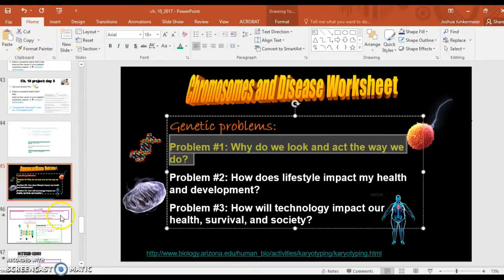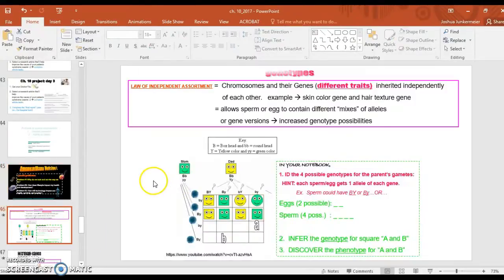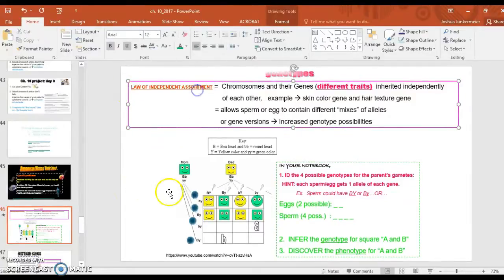One way that we want to better understand how we inherit what we do from parents is this new law called the Law of Independent Assortment. The Law of Independent Assortment is about chromosomes and their genes. And remember, genes control different traits. Different genes are different traits. And each trait or each gene is independently inherited from one another.